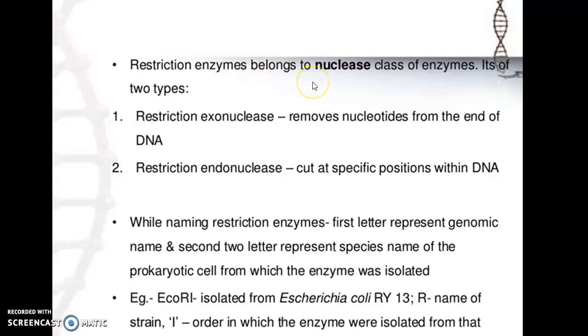Restriction enzymes belong to the nuclease class of enzymes. They are of two types. Restriction exonucleases cut the DNA molecule at the end of the DNA molecule. Second, restriction endonucleases. They cut the DNA by recognizing a specific sequence only. They are called restriction endonucleases.